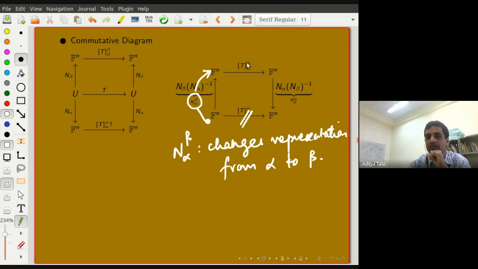Okay, so using N alpha beta, I can go here. T beta beta is something that I have assumed that I know. So I can go here. Then again, another change of representation, which also is known. So this again I'm going to denote by N subscript beta, superscript alpha. Changes representation from beta to alpha. The destination, if this route was accessible, then this and this have to reach the same destination. Agree?